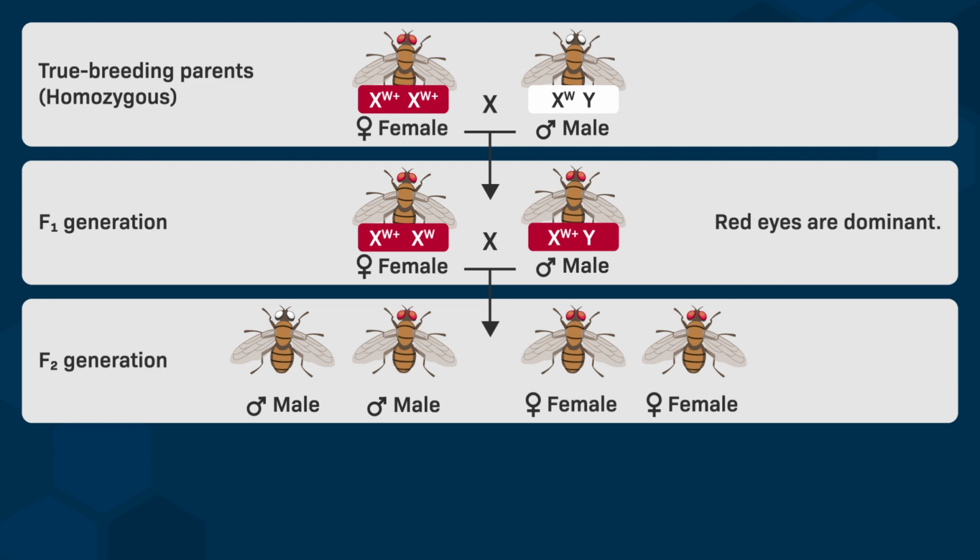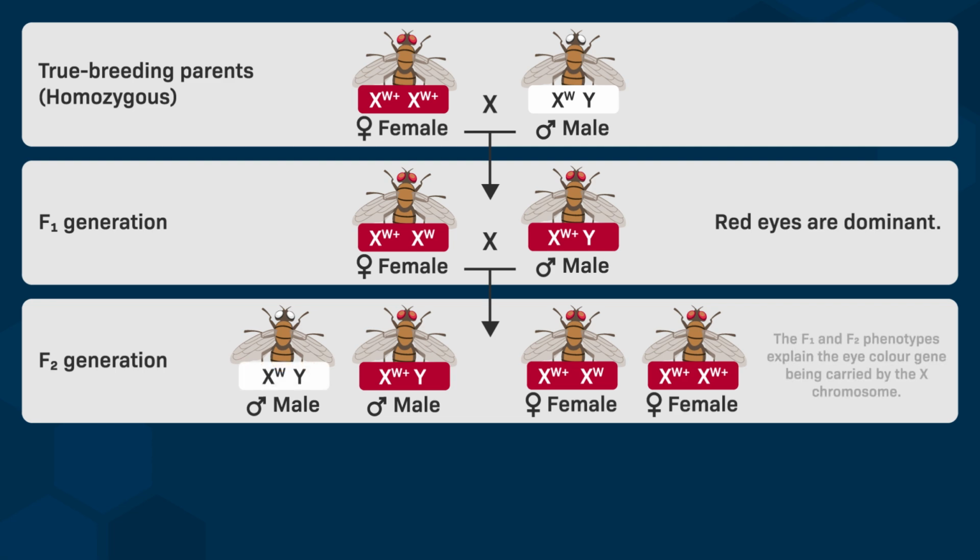In the F2 generation, there are three possible phenotypes. The first are females that have either two copies of the W+ allele, one on each chromosome. Alternatively, they have one copy of the W+ allele and one copy of the W allele. Because W+ is dominant over W, these females have red eyes. The males inherit either a copy of the W+ X chromosome and have red eyes, or a copy of the W chromosome and have white eyes. The F2 generation has no females with white eyes.